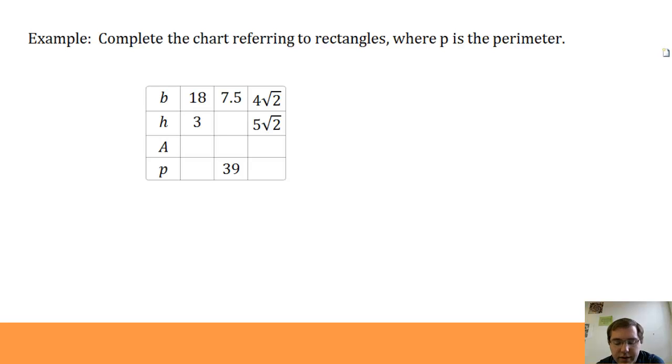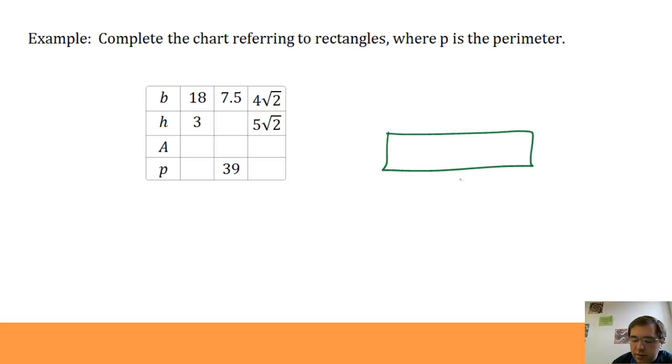Complete the chart referring to rectangles, where P is the perimeter of the rectangle. So perimeter means you add up all of the sides. So if the base is 18 and the height is 3, let's just think about that. We've got 18 and 3. The area is going to be 18 times 3. What's 18 times 3? Well, 54.